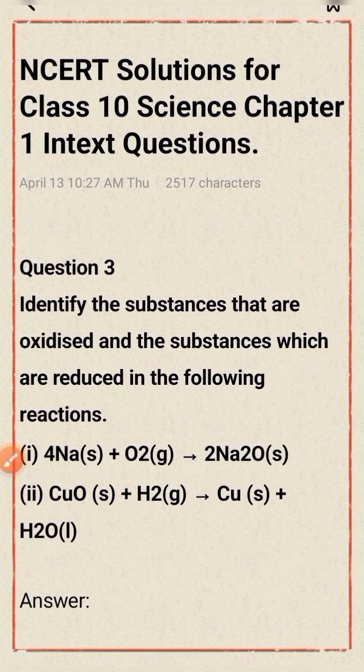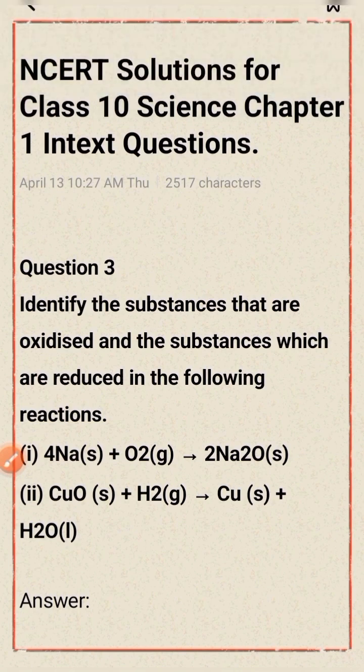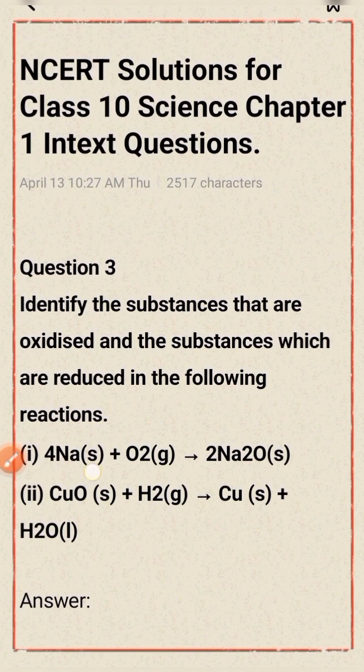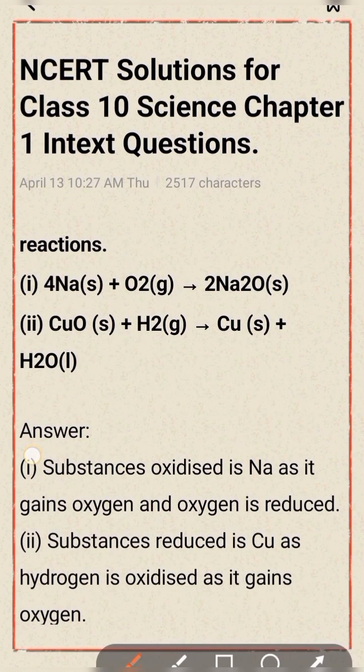Identify the substances that are oxidized and the substances which are reduced in the following reaction. Number 1: 4Na solid plus O2 gas form the product 2Na2O solid. This is the type of reaction. The substance oxidized is sodium as it gains oxygen, and oxygen is reduced.